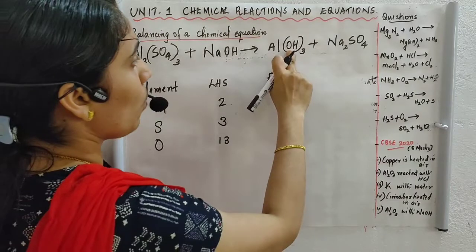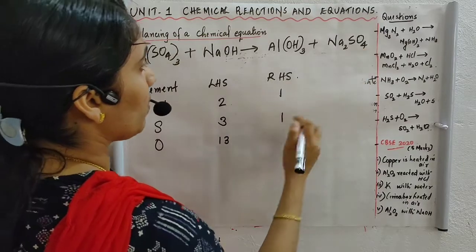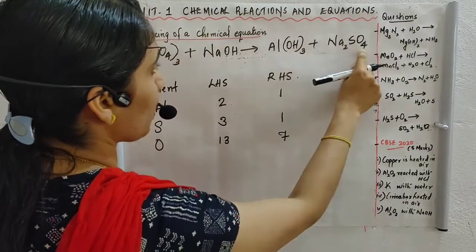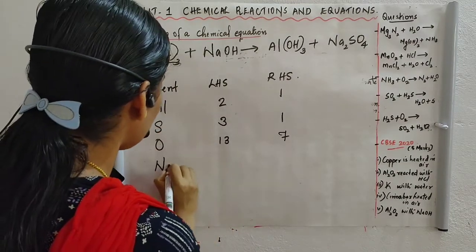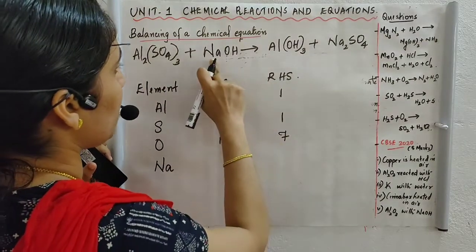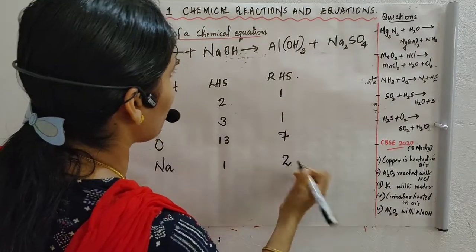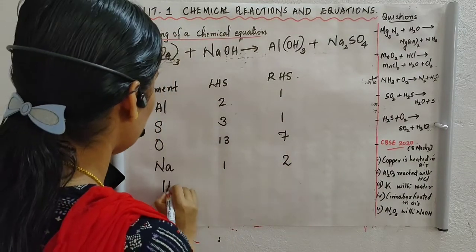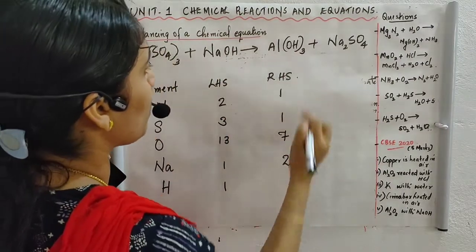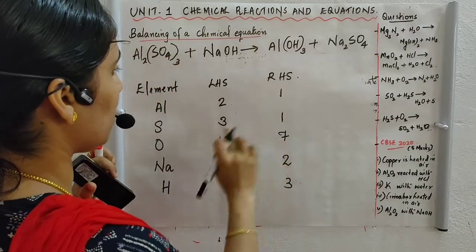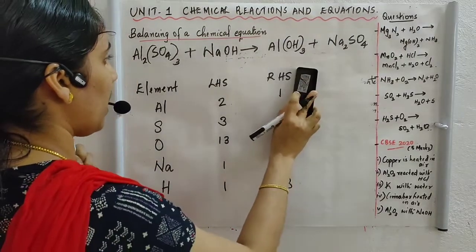On the right side, how many? 1 into 3, 3 plus 4, that is 7. Then the next element, sodium: on the left side it is 1, and on the right side it is 2. Then hydrogen: on the left side it is 1, and on the right side it is 3. In all these cases the number of atoms are not equal on both sides of the equation. So our aim is to balance this equation.